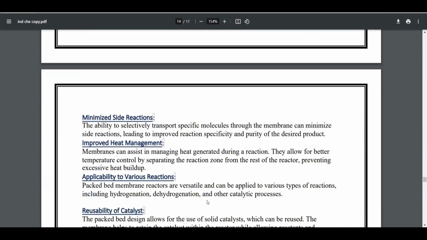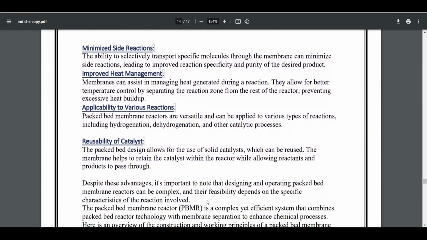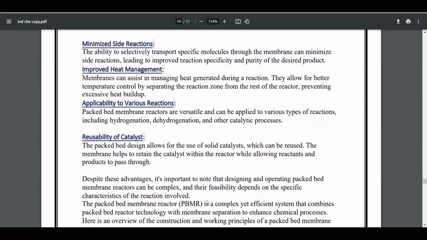Ability to selectively transport specific molecules, so the membrane can also minimize side reactions that will lead to improved reaction specificity and purity of the desired product. And the fourth one is controlled reaction condition, in which the membranes can help control reaction conditions by selectively allowing the passage of certain reactants or products. This control can be crucial for optimizing reaction kinetics and improving the overall reactor performance.